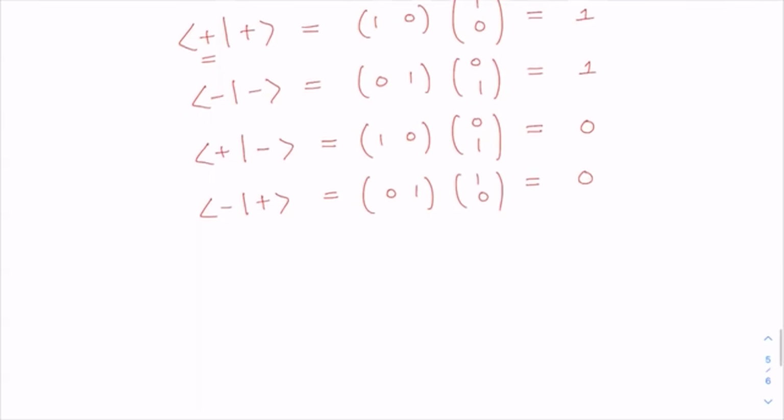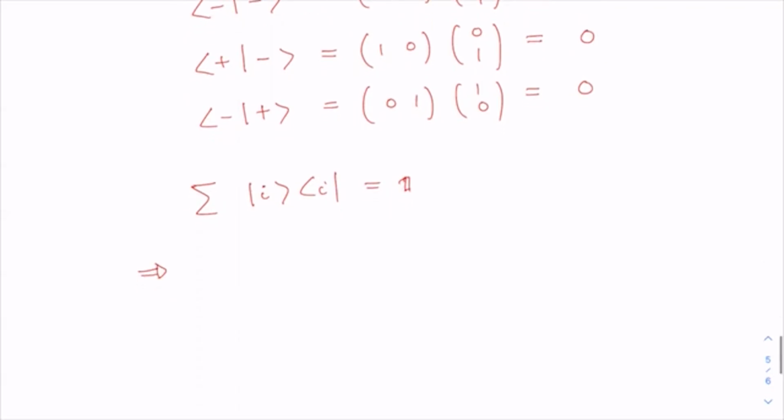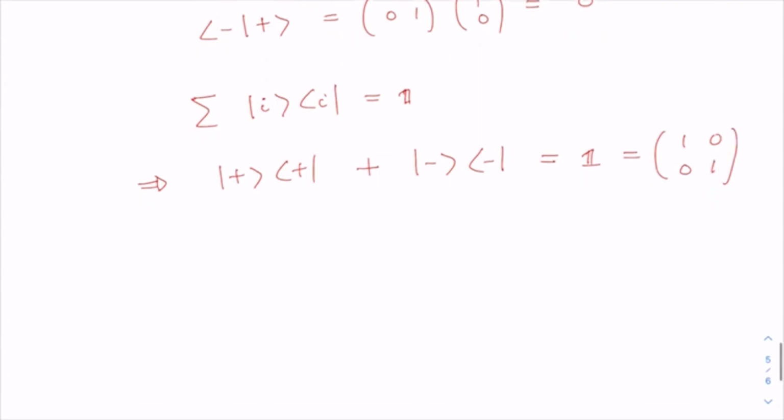So what about the completeness condition? Recall that the completeness condition was this. In this case it is two-dimensional, so the sum is plus plus and minus minus, and this would be the identity matrix. You can check that you will actually get 1 0 0 1, the 2 by 2 identity matrix.